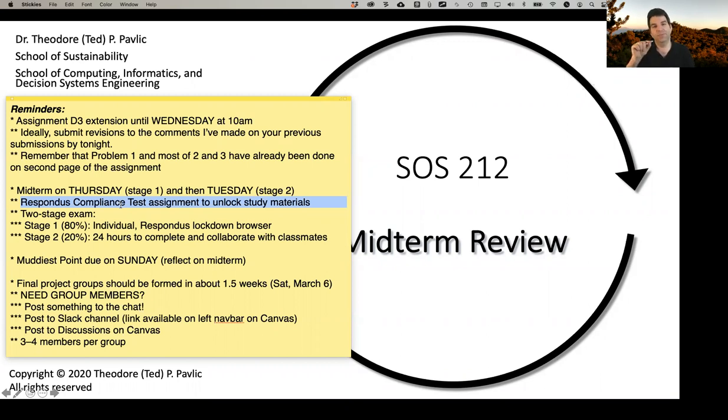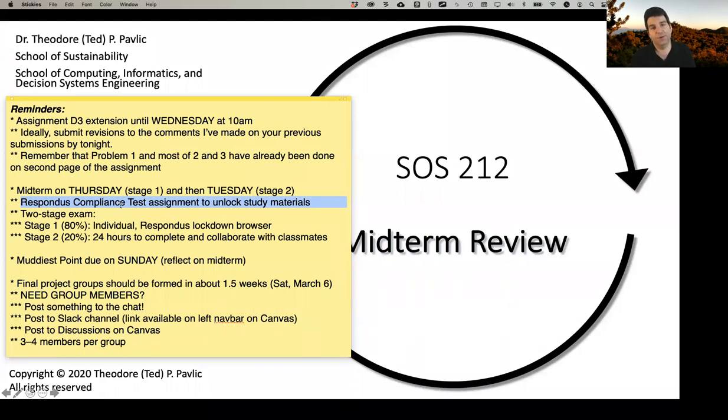So you do that, you hit submit, and then that will unlock the midterm module, which will give you access when I publish the midterm. So I've got the midterm finished and now I'm converting it into Canvas format. When that then becomes unlocked, then you'll have access to it on Thursday. We'll talk about all that in a second.